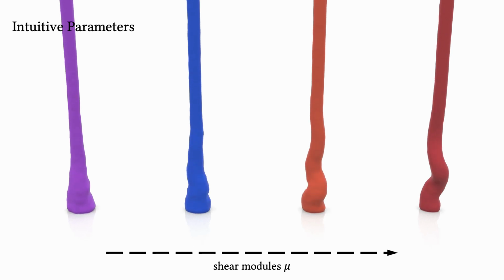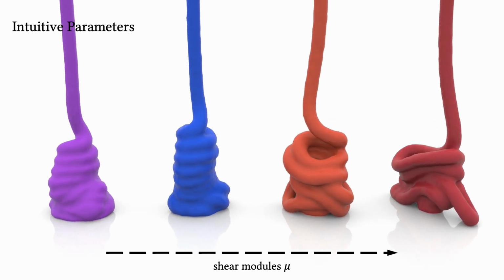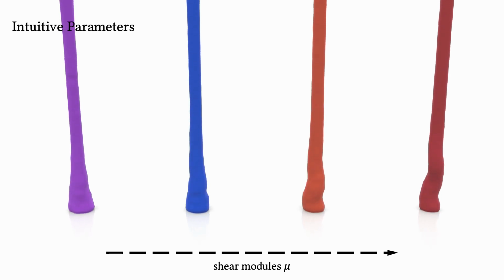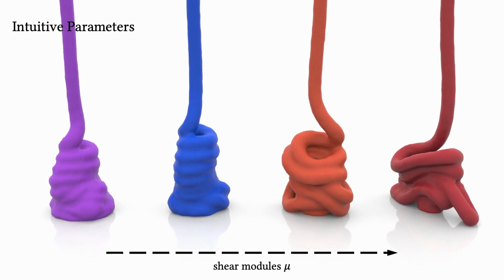In our method, parameters are intuitive with physical meanings. For example, we can easily control the fluidity of viscoplastic goo. A smaller mu gives a more fluid-like appearance, while a larger mu leads to more elastic behavior.